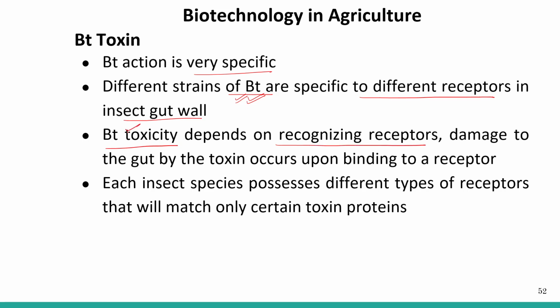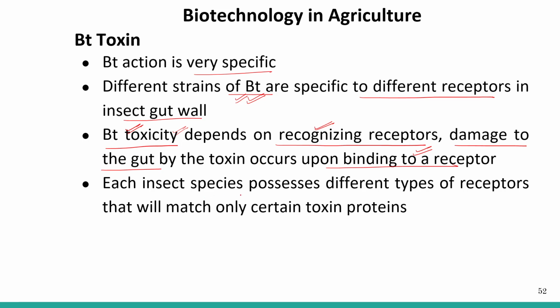Their toxicity is very dependent on recognizing the receptor, and damage to the gut by the toxin occurs upon binding to a receptor. Unless this toxin binds to the receptor, there will be no damage to the insect or the insect gut wall. Unless this BT toxin binds to the specific receptor. So this is a very important step.